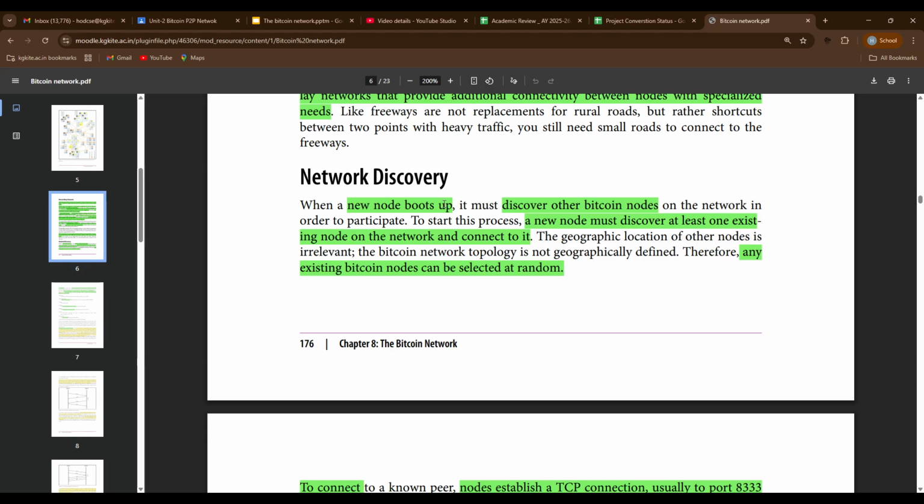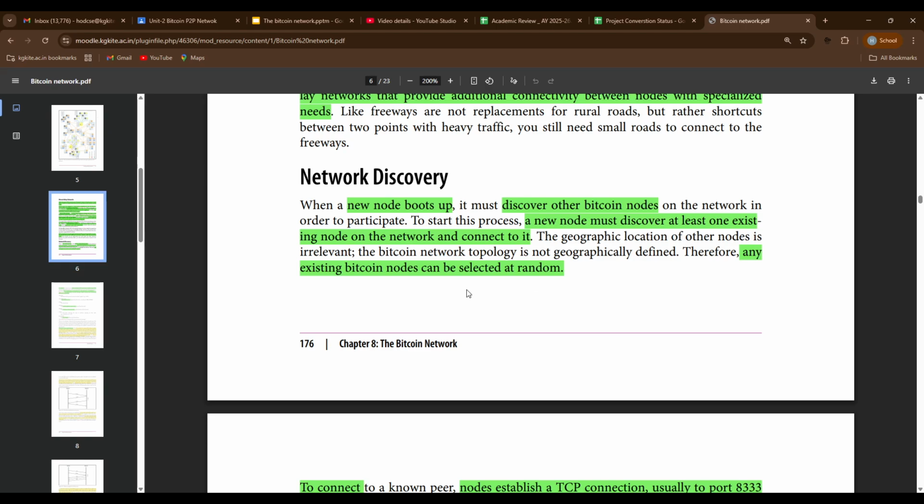Assume that there are already 200 nodes and the 201st node joins. So the new node is joining. It should discover all the other remaining Bitcoin nodes on the network. Only then can it participate, right? If I want to start that process, I should get at least the address of one node. So the new node should discover at least one existing node on the network and connect to it. Later it will start getting connections to other nodes through this node, this friend node.